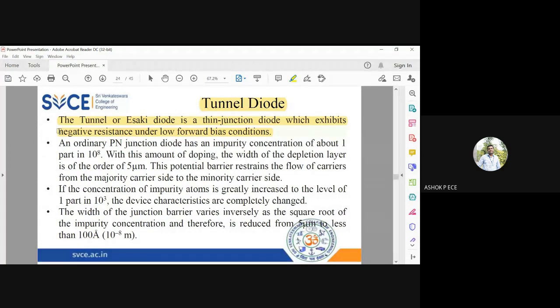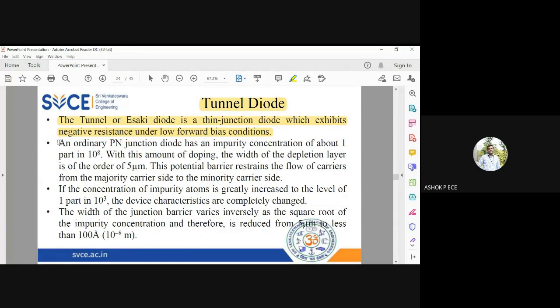Negative resistance means that, where normally V is proportional to I, here V is proportional to 1 by I. When V is increasing, I is decreasing, or when V is decreasing, I is increasing. So this reduction in current or voltage is modeled as a new parameter called negative resistance. Okay, so don't think that negative resistance means there is a component with value minus 10 ohm. No, that is not logically correct. When the voltage or current is varied, the corresponding voltage or current will increase or decrease in the opposite way. That is called negative resistance.